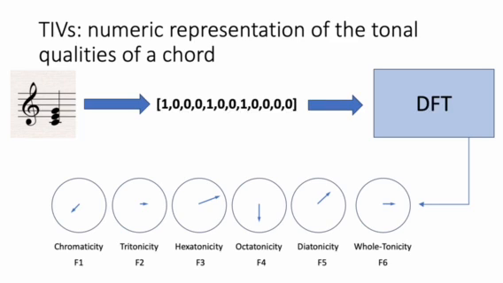A TIV is created by taking the discrete Fourier transform of a chord's chromagram and focusing on components F1 through F6. The magnitude and phase of each component describe the strength and orientation of a particular musical interval type, giving insight into the way that chord sounds. For our study, we used binary chromagrams.